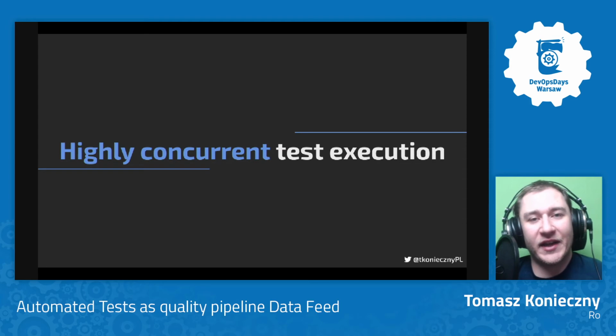So basically, highly concurrent executions should be our main goal, because if these tests aren't fast, they are just useless in most cases. If we would need to wait like hours to get the results of functional tests, we won't be able to integrate them in the development process properly. So this should be our goal in case of performance tests.